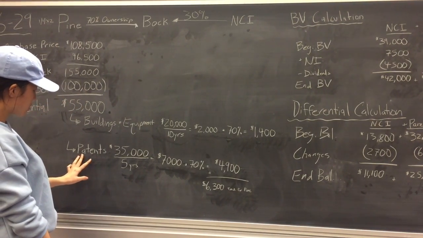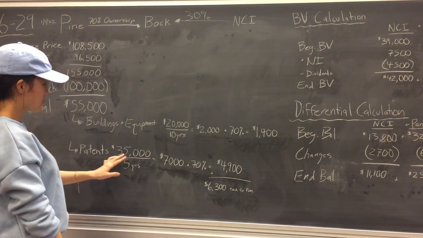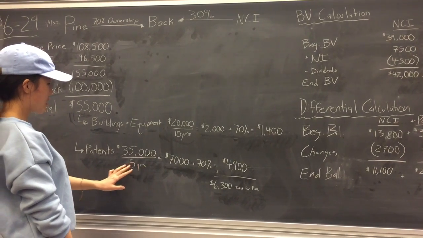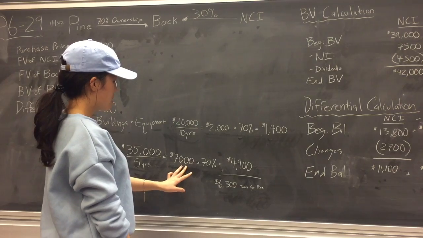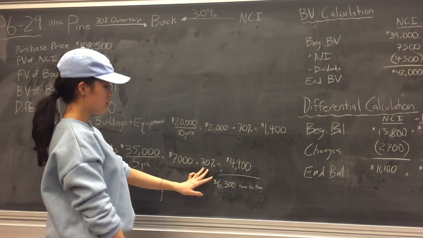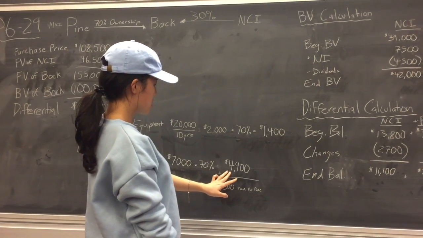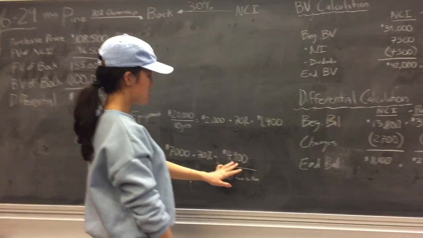It's the same thing for patents. We use $35,000 of patent divided by the useful life of 5 years to get $7,000 per year, and also times the ownership of 70% to get $4,900.